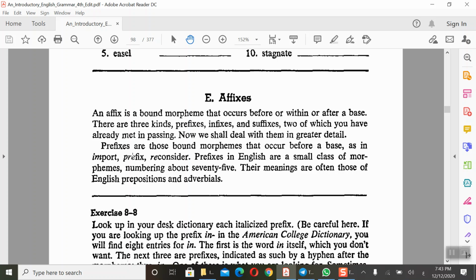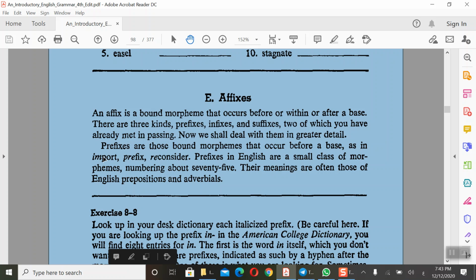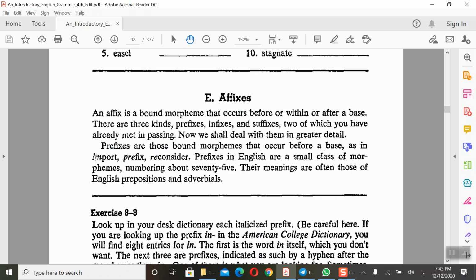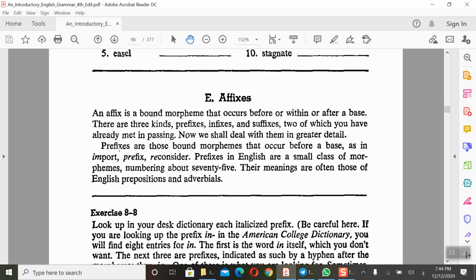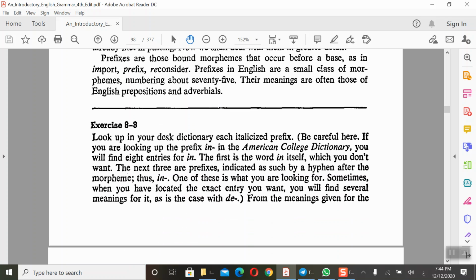Prefixes, what is the definition of prefixes? Prefixes are those bound morphemes that occur before the base. Very easy. They occur before. Pre, from its name, pre means before. As in import, m is a prefix. Consider re, this is a prefix. Prefixes in English are a small class of morphemes, numbering about 75. Their meanings are often those of English prepositions and adverbials.